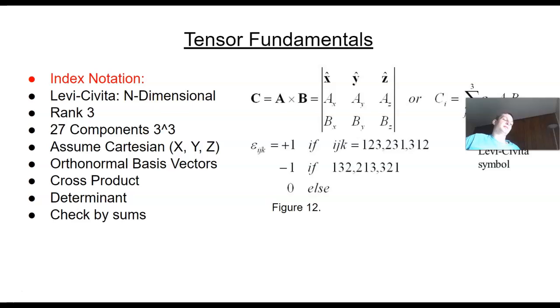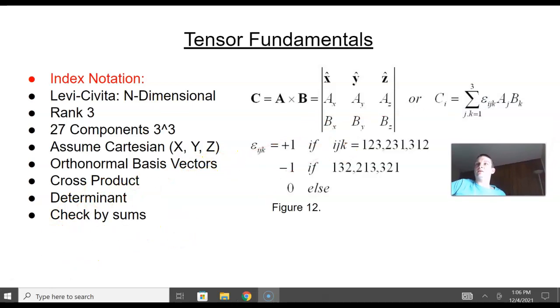The cross product C of A cross B is a determinant that can be calculated with the use of the Levi-Civita. The identity of the cross product can be shown by summing each component in the values of i with the basis vectors. As I said, check by sum.